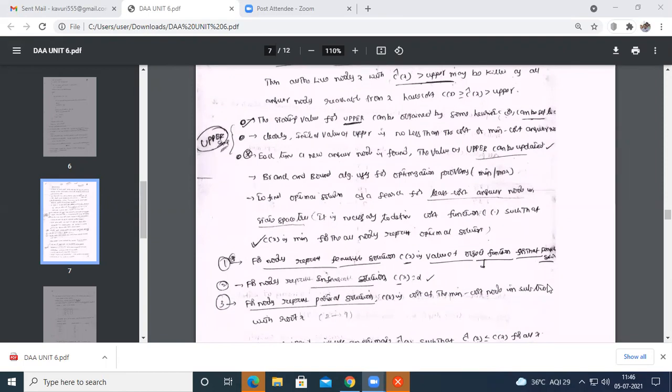So for example, it is the value of objective function for any node.